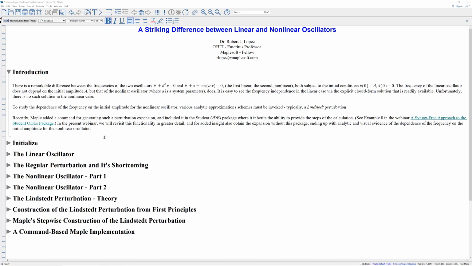So in today's webinar, we want to look at the functionality of the Lindstedt perturbation in greater detail. And for greater insight, we're also going to obtain the expansion without using the Student ODEs package, using Maple commands at the top level. So we're going to end up with analytic and visual evidence of the dependence of the frequency on the initial amplitude for this nonlinear oscillator.